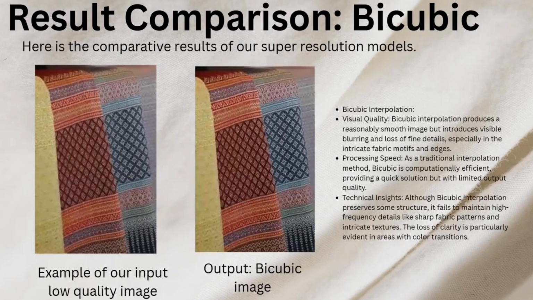As we can see, bicubic interpolation produces a reasonably smooth image, but it introduces visible blurring and a loss of fine details. We can see that the intricate fabric motif and edges are lost. It is fast, but in the technical sense, although it preserves the structure, it fails to maintain high frequency detail like sharp fabric patterns and intricate textures. It loses clarity, which is particularly evident in areas like the color transitions.